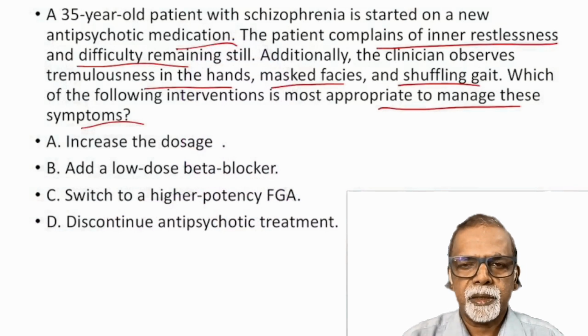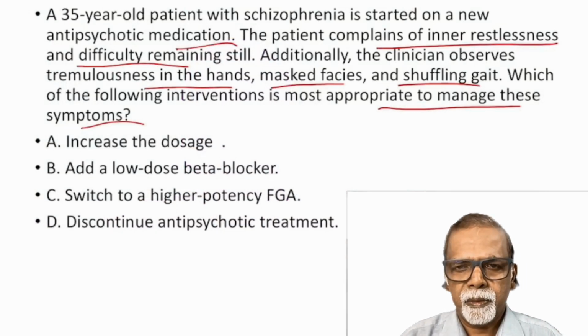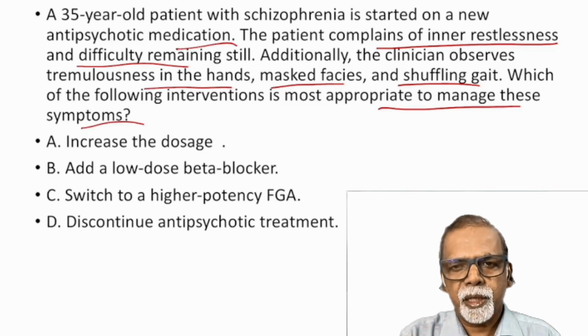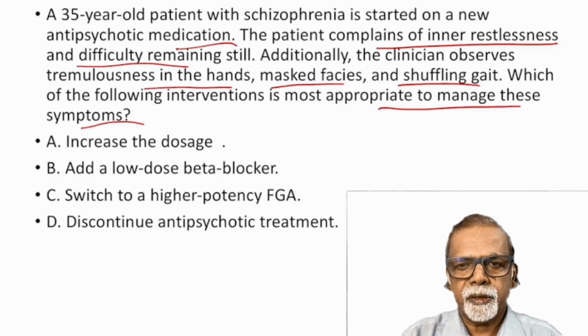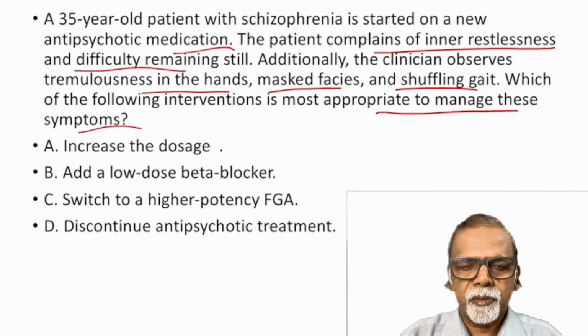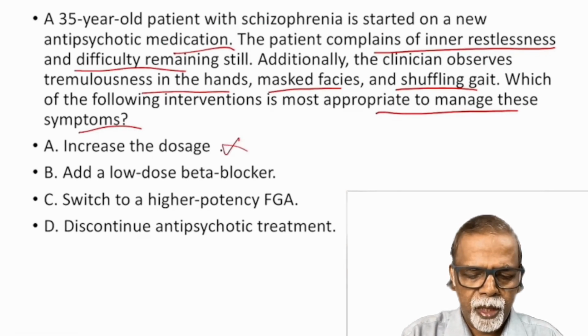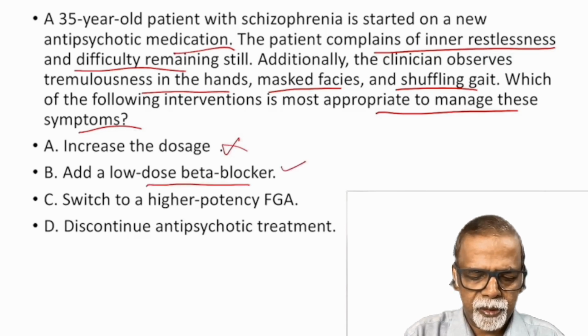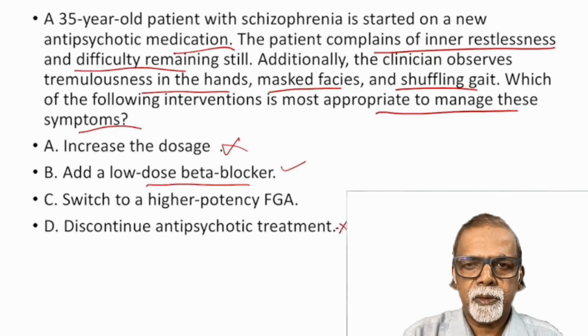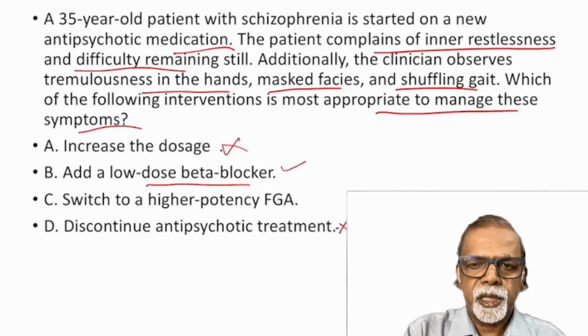The feeling of internal restlessness, that is, a patient has a feeling of restlessness, not only physical but also mental, is called akathisia. So the answer is given. Increase the dose, of course, is wrong. Add a low dose beta blocker, that's the correct answer. Discontinue, but it may not be possible. So adding a low dose of beta blocker is the current management strategy.